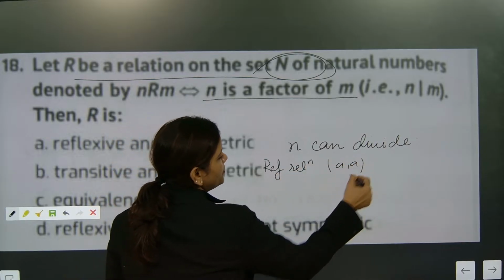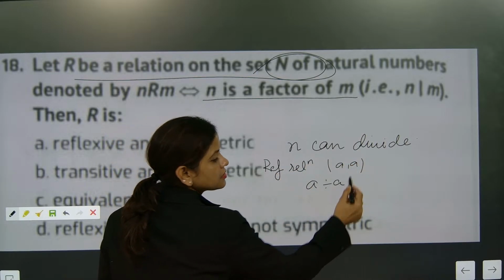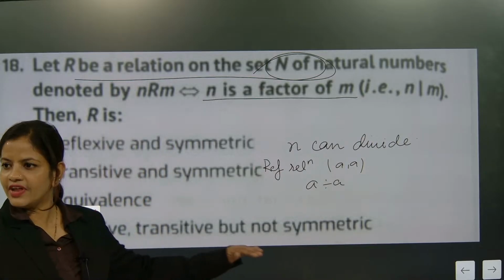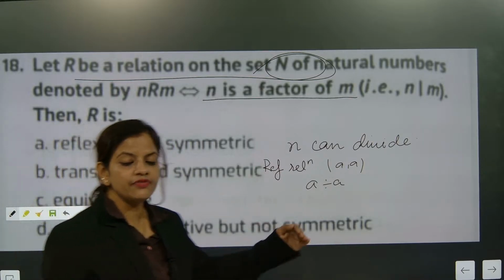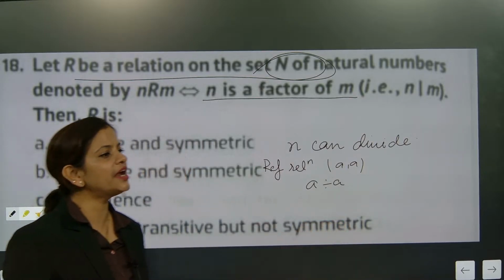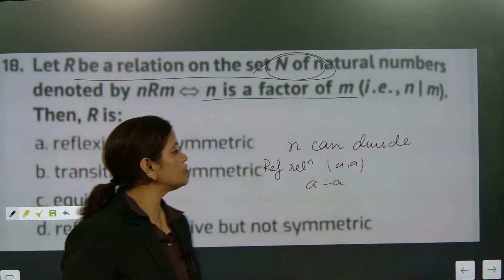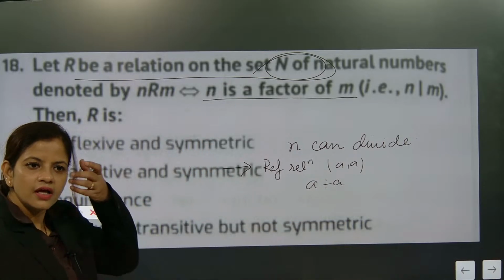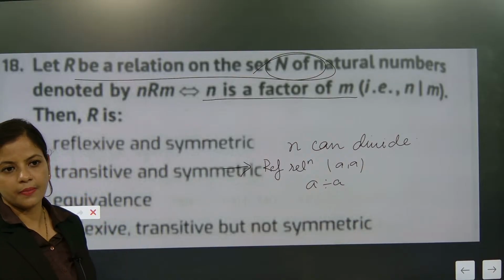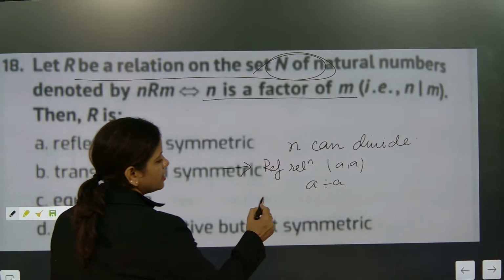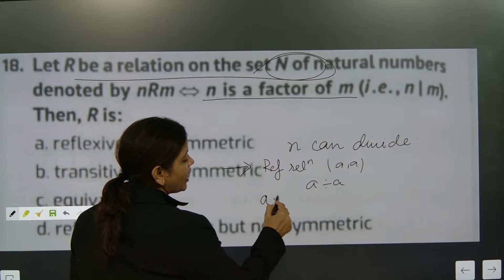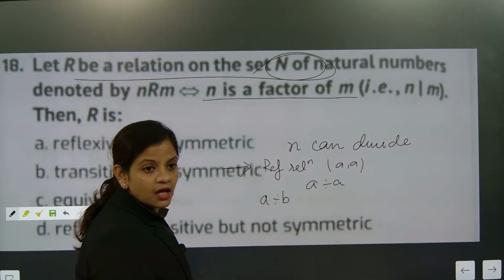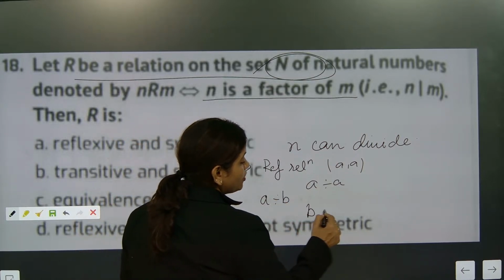So we know that for a reflexive relation, (a, a) will be there. So a can divide a. Correct? A number can divide itself always. So this statement is always true. Got it? Second is symmetric. In symmetric, a can divide b, correct? But b cannot divide a.